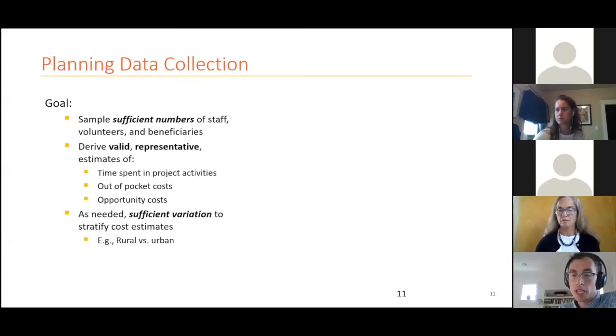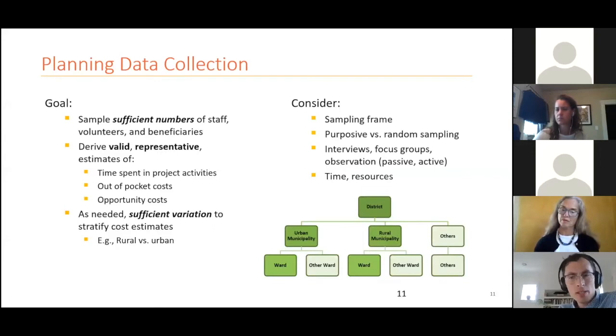If your study objective calls for the stratification of your estimates by some factor, for example, in this case, rural versus urban, you need to be able to sample accordingly to make sure that that variation is represented. You'll need to consider your sampling frame. What is the total population of people from which you will draw your sample?